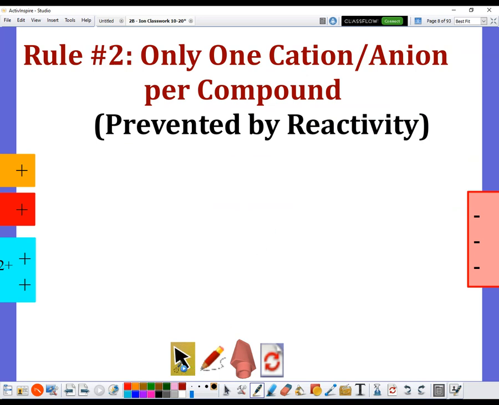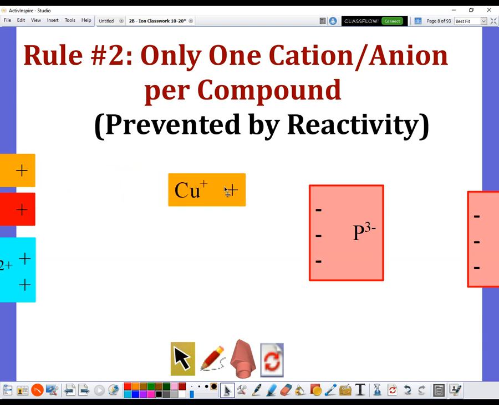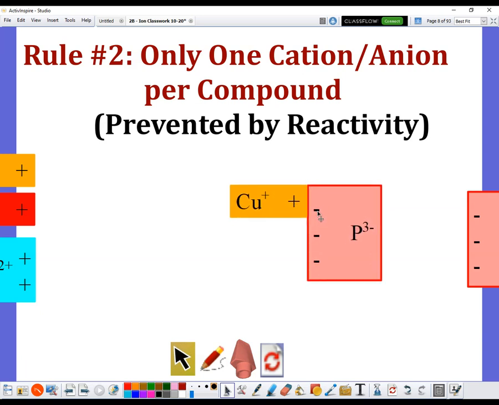Now, rule 2, there is only one compound anion or cation per compound. And this is about reactivity. So let's say you've got a little phosphorus anion that floats all over here, and you've got several other atoms that come over. This copper comes over and it is positive, so it hooks up with the negative. It's like, yo, what's up, phosphorus? And phosphorus is like, cool, let's bond. We are opposites and they attract. So bam, bond.